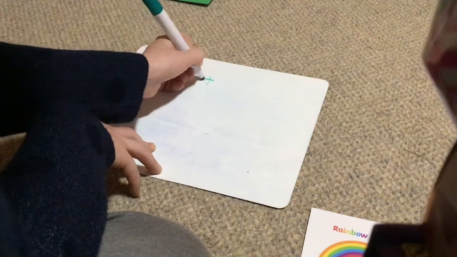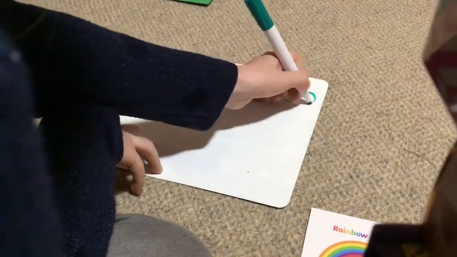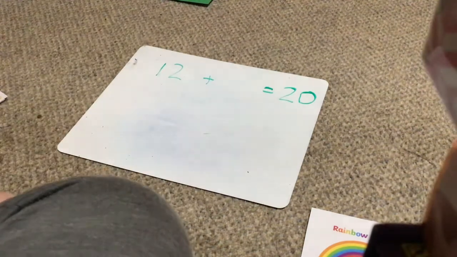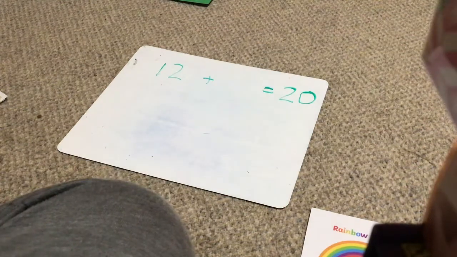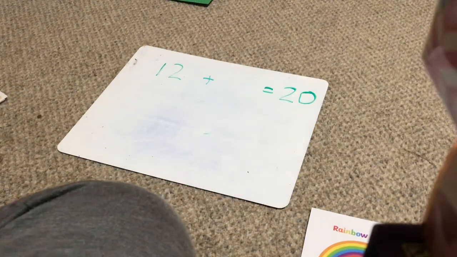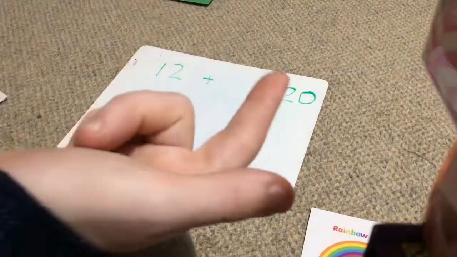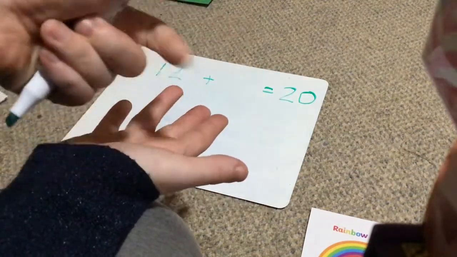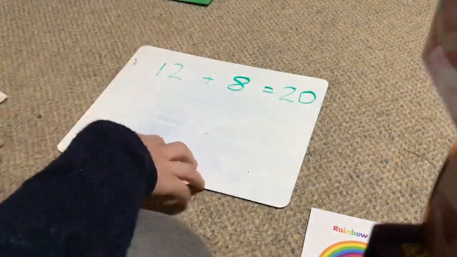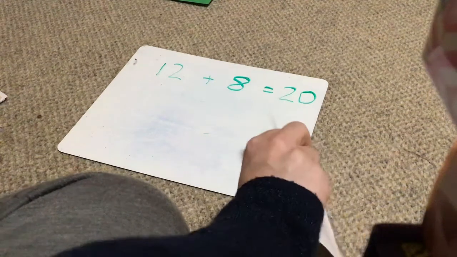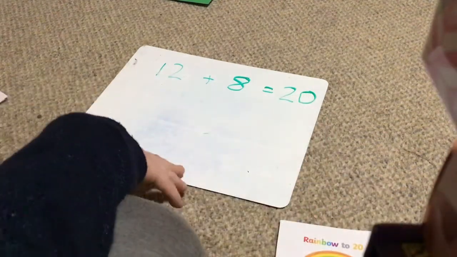Let's try, this time I'm going to try 12 add something gives me 20. What do I need to add to 12 to give me 20? If you know your number bonds, if you've been practicing them. If I'm not sure, I'm going to put 12 in my head and count on until I get to 20. 12, 13, 14, 15, 16, 17, 18, 19, 20. What have I added? 8. But you should know it because we're trying to memorize these and learn them off by heart. So I know that this is my number bond.